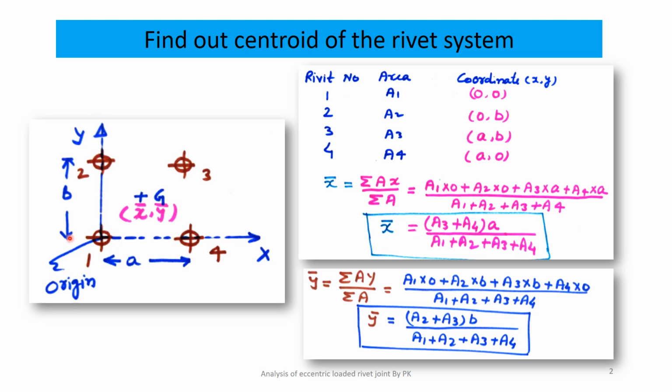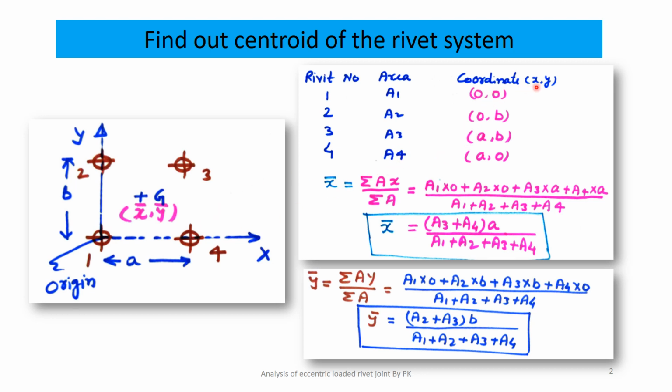Where these two axes cut each other, there we locate the origin. Here these two axes cut at the center line of rivet number 1. So the location of rivet number 1 is the origin, and its coordinate is 0, 0. Next, we have to make a table like this one, in which we represent the rivet number: rivet number 1, 2, 3, and 4. In the next column, we write down the area of the rivets. Rivet 1 has area A1, rivet 2 has area A2, rivet 3 has area A3, and rivet 4 has area A4.